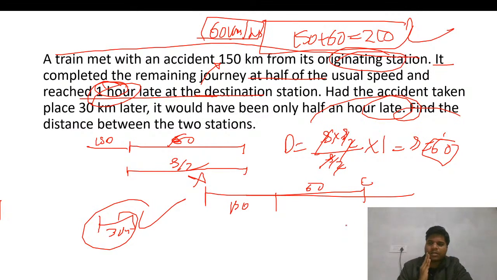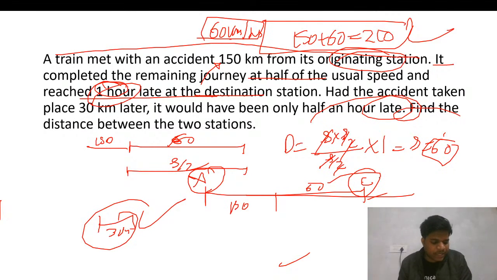B and C was not asked. Find the distance between two stations. These are the two stations, A and C are the stations, the originating station and the destination. So the question is asking the distance between A and C, not B and C. Is this clear?